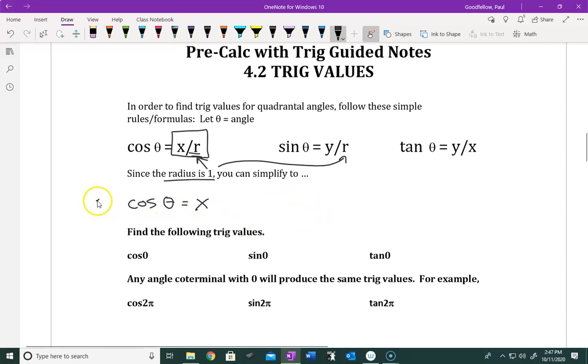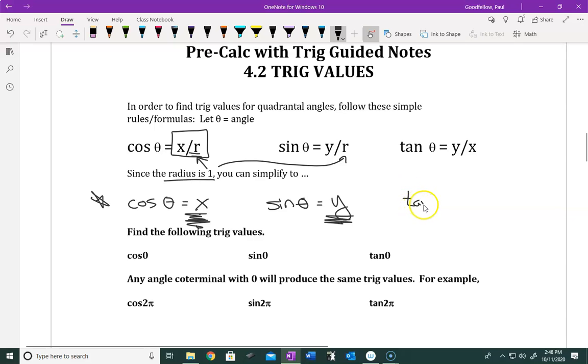So this is probably the most important thing to get out of this starting section, is that when we say cosine, we really mean x, okay? And when we say sine of theta, we really mean y. Now get those two things in your head. Cosine really means x, and sine really means y. That's a number one thing to go on here.